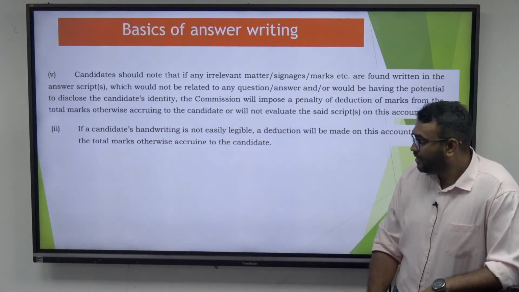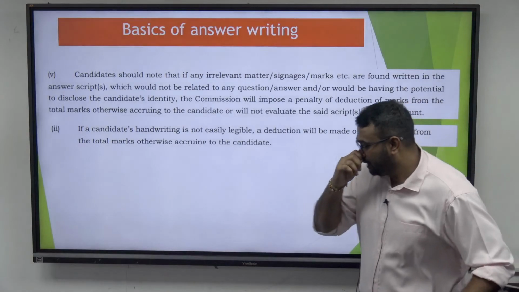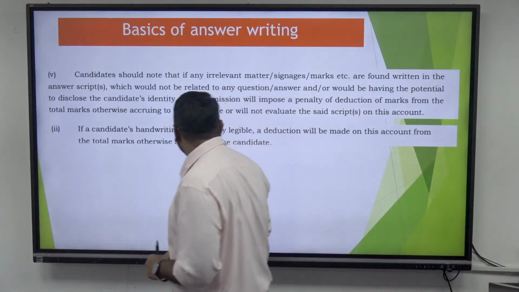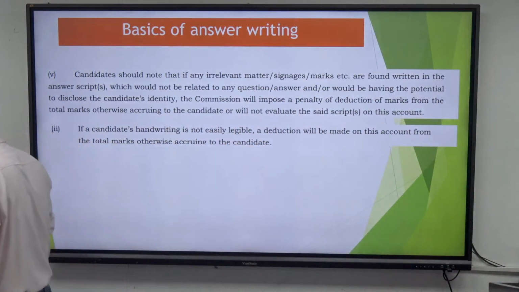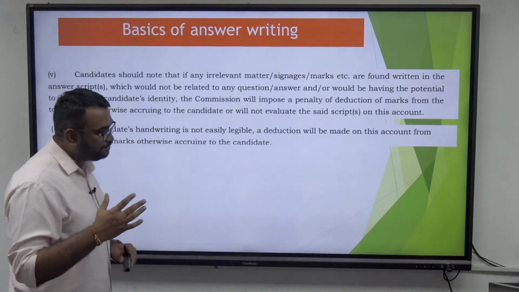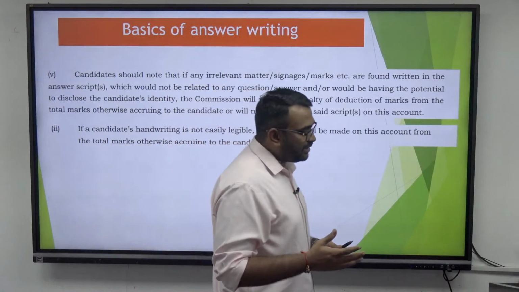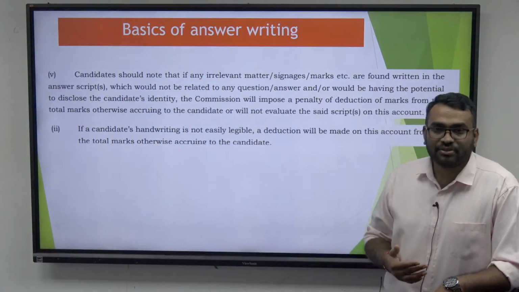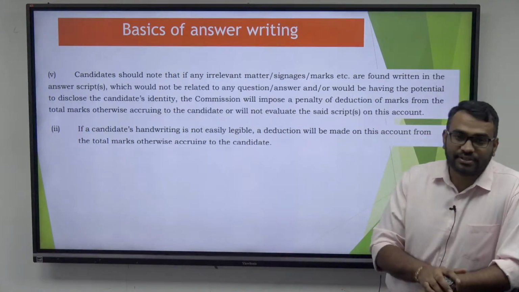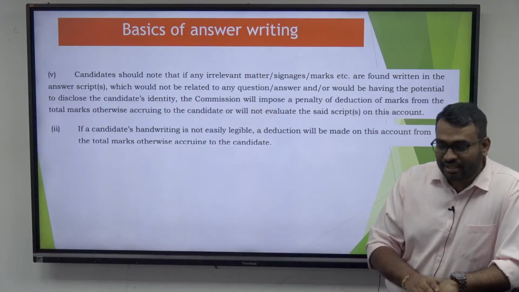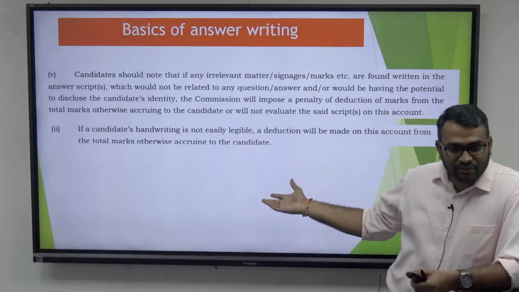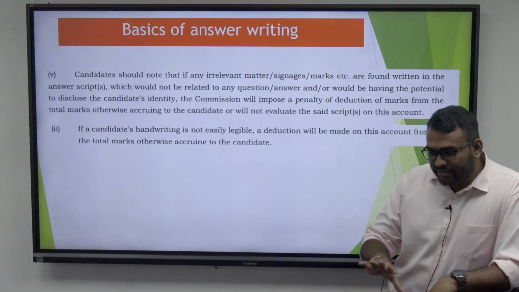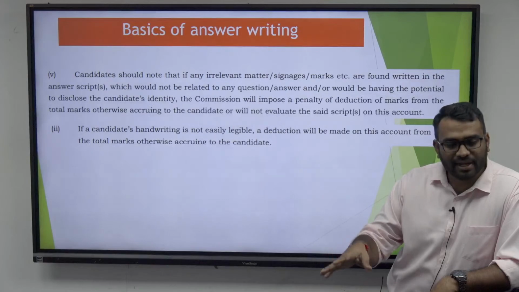Yeah, please sit. Okay. So as I was telling you, if a candidate's handwriting is not easily legible, then there will be deduction of the marks. I told you yesterday only, legibility doesn't mean textbook sort of thing. If at all it is not easily readable to the evaluator, then definitely there will be deduction of marks. It has just started. So I am doing the basics of answer writing today.